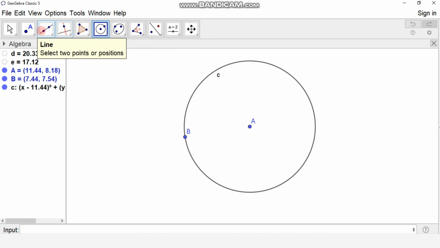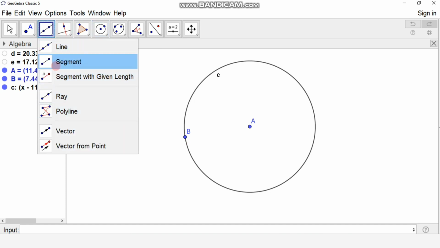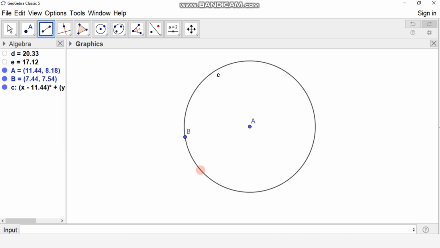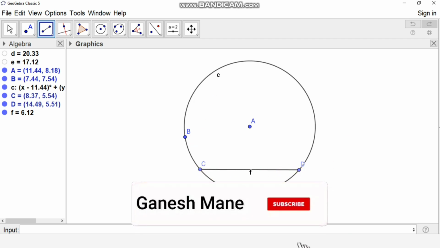Now we have to draw one chord. That's why we'll select the segment icon. Then we'll click anywhere on this circle. So to have point C, we must have another point to have a chord. So let us click here to get point D. So here the segment CD is a chord of the circle as both its endpoints are on the circle.